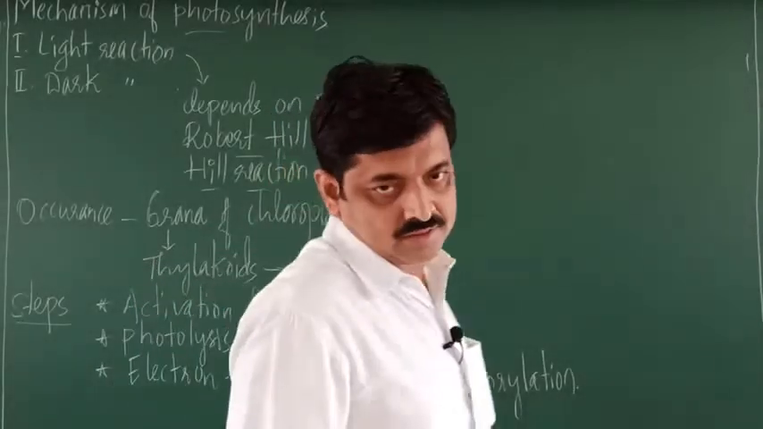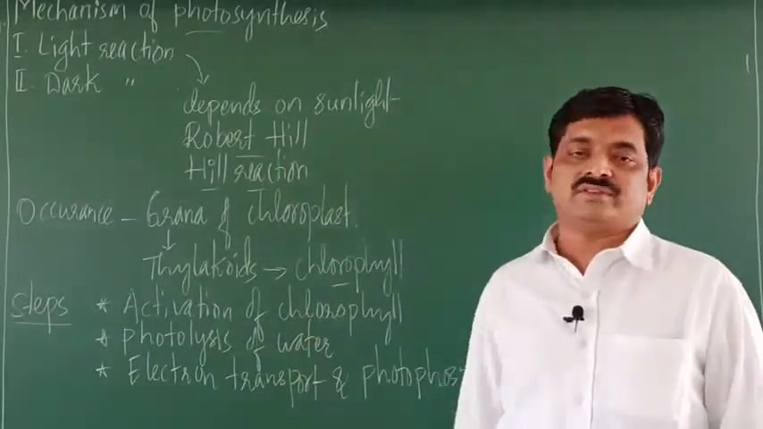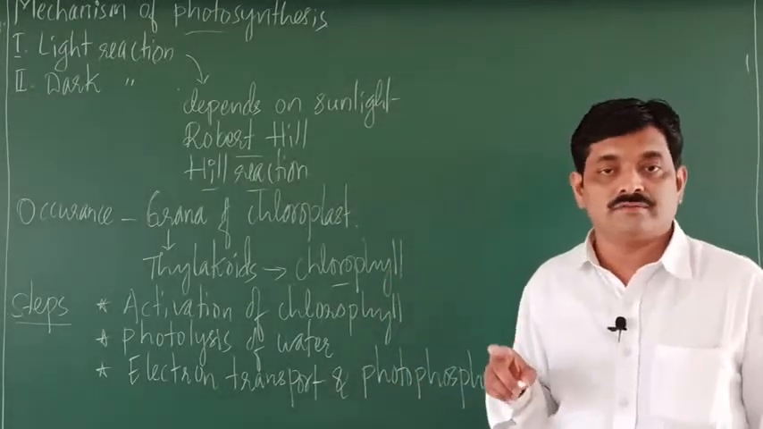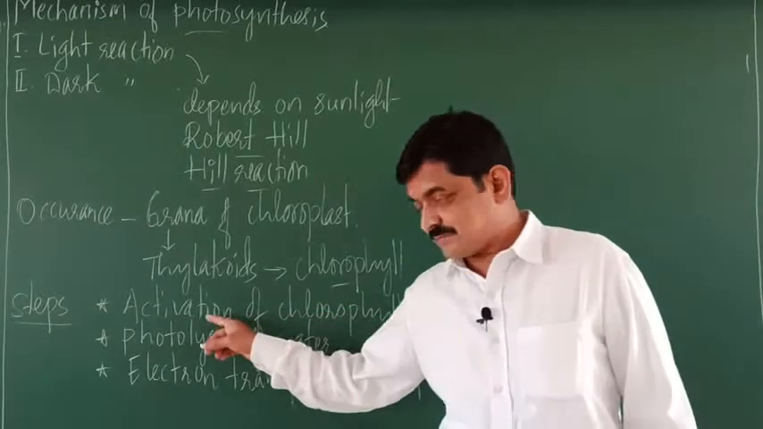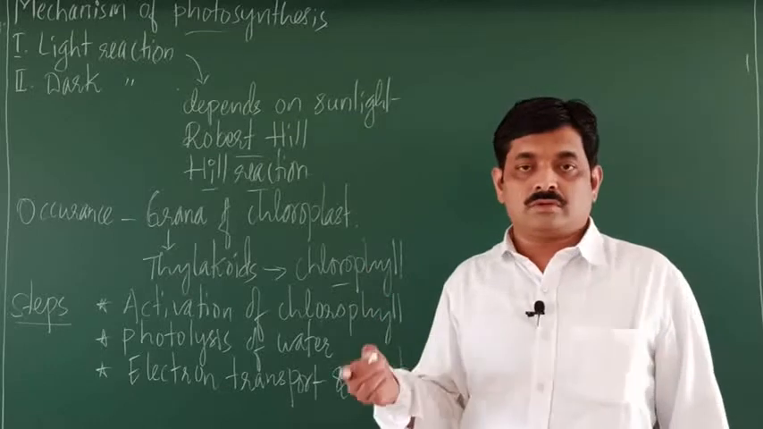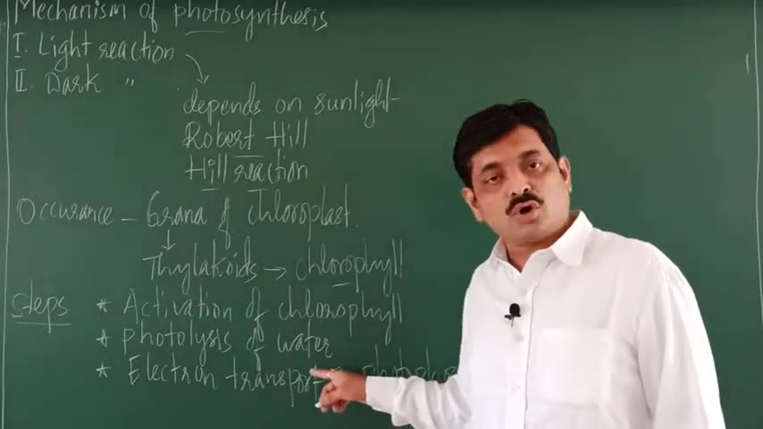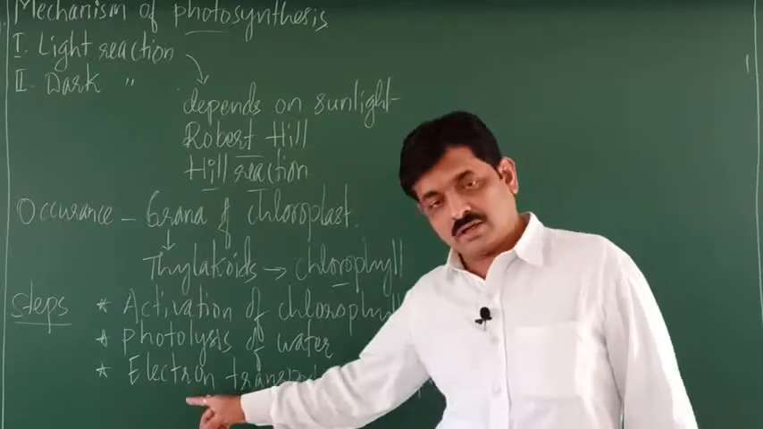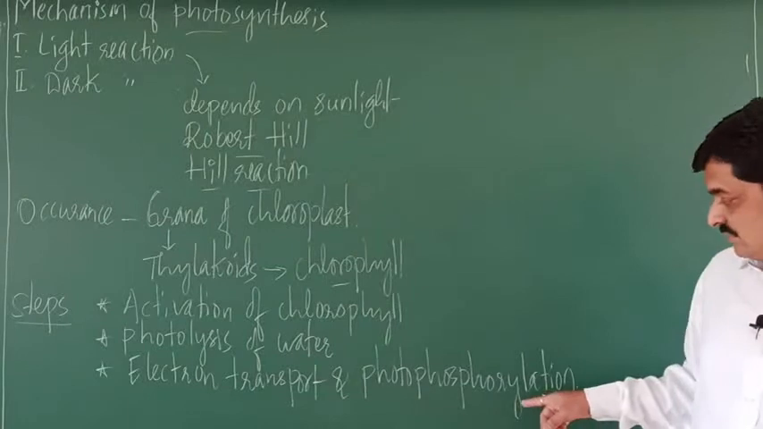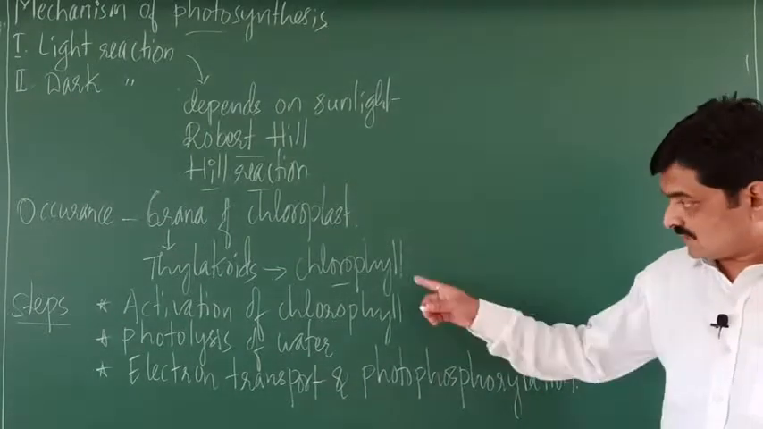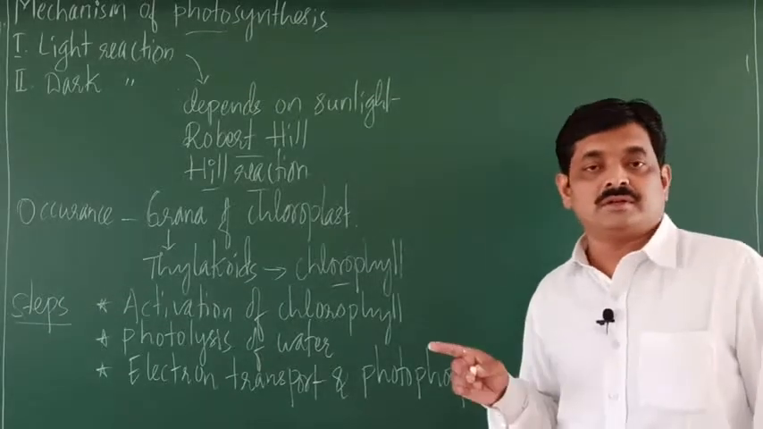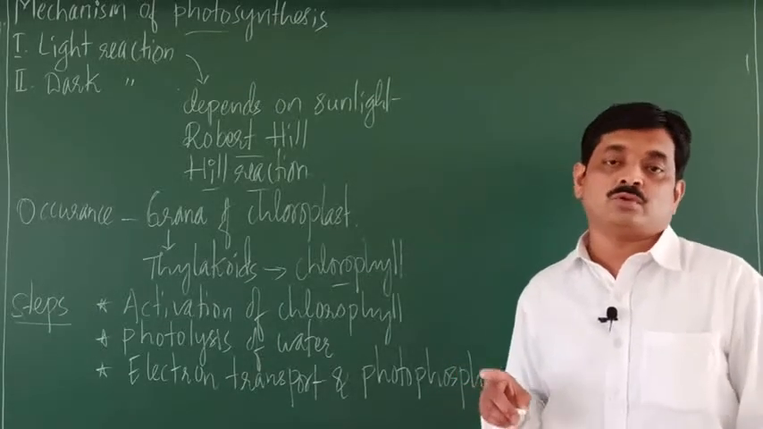So these are the three steps of light reaction of photosynthesis. The first is the activation of chlorophyll. The next step is photolysis of water. The third step is electron transport and photophosphorylation. So these are the important steps which occur during the light reaction of photosynthesis.